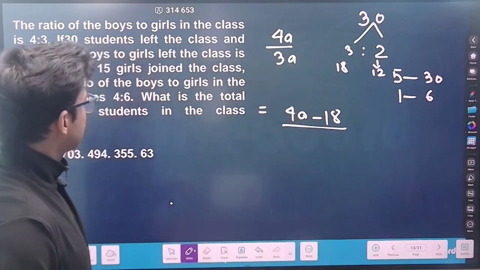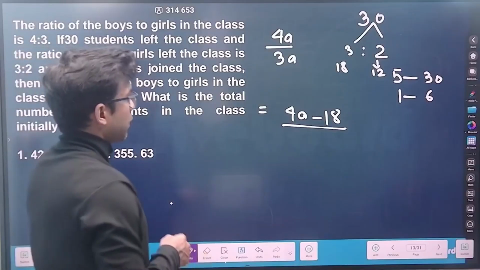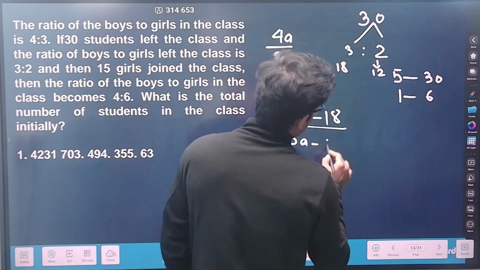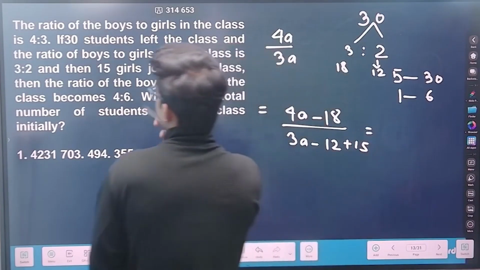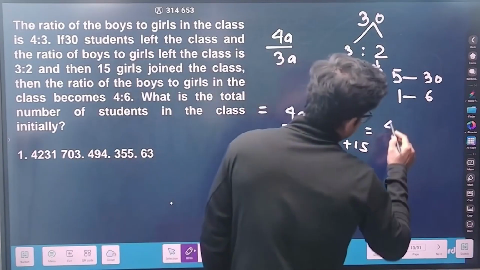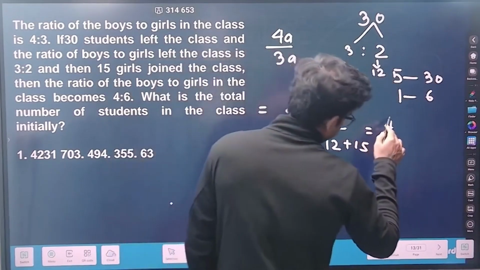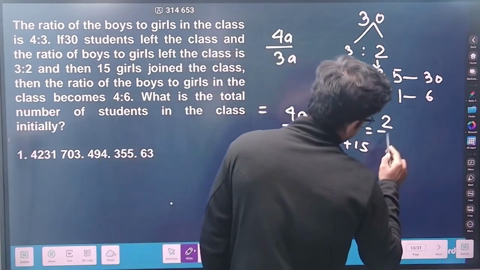Okay. 4A minus 18 and 15 girls are joining the class. Then this would be like 3A minus 12 plus 15. Then the ratio becomes 4 is to 6, which is nothing but 2 is to 3. Nothing but 2 is to 3. Is it right?